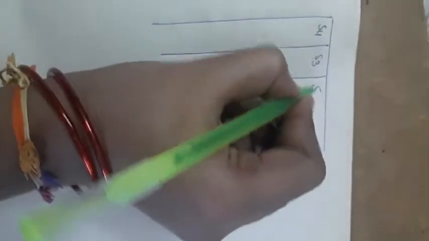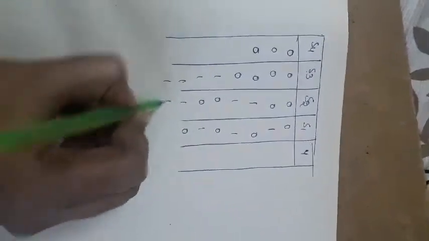Sorry, I will write it here. The space is not sufficient to write the complete truth table, so I will write the truth table here: S4, S3, S2, S1, and this is Y. 0000, 0001, 0010, 0011, 0100, 0101, 0110, 0111.